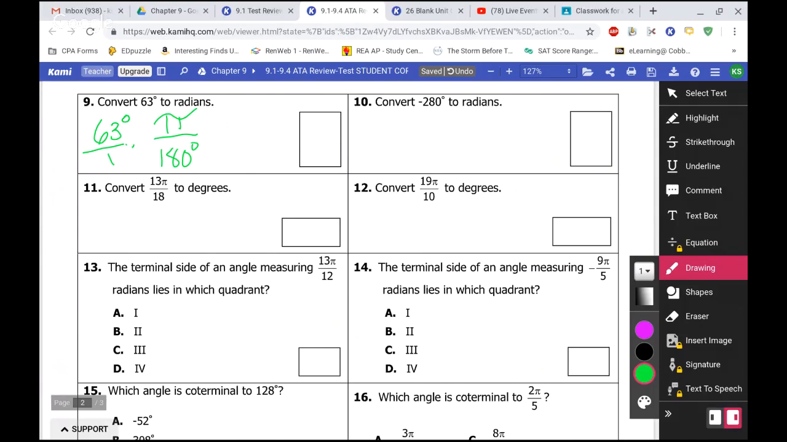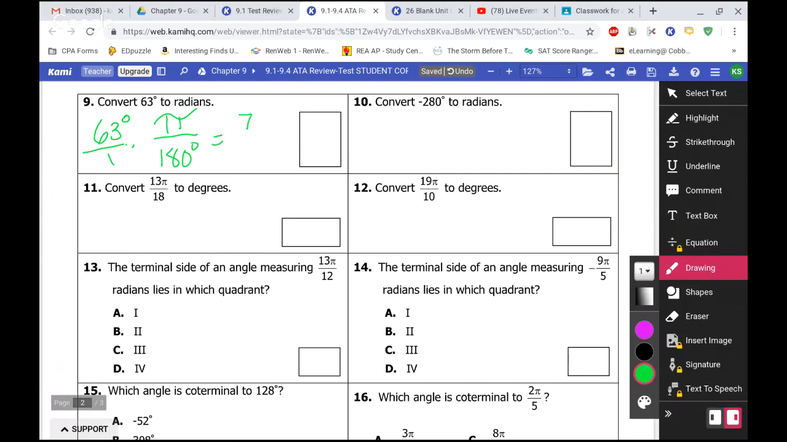18 can go into both of them, 63 and 180, right? No, I think it's just 9. The only thing I'm finding is 9. 63 divided by 9 is 7, and that's a pi number. Oh, yes, there you go.